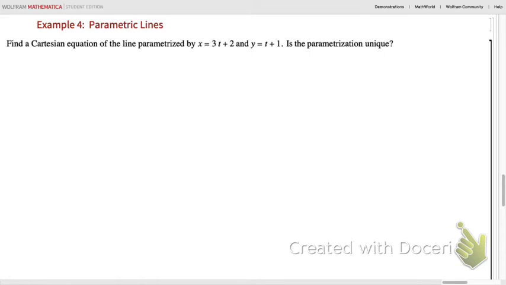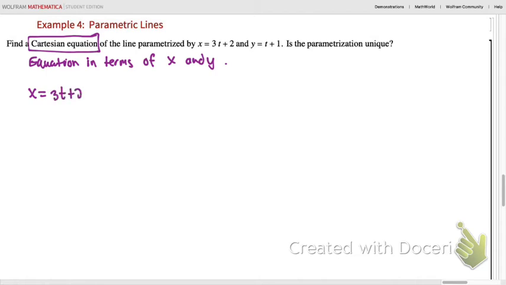Now, what do they mean when they say Cartesian equation? That's just a fancy way of saying an equation in terms of x and y. Okay, so I'm going to do the same thing that I did before. I'm going to solve the parametric equation involving x for t, and then plug it into the parametric equation involving y for t. So starting with x equals 3t plus 2, I can subtract 2 and divide by 3. That tells me t is equal to (x minus 2) over 3.